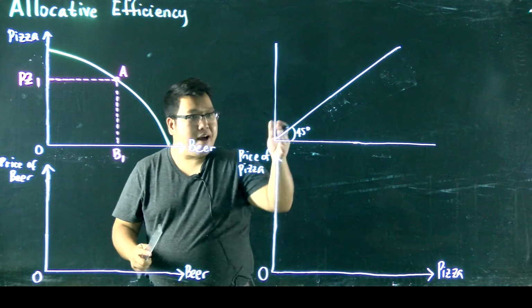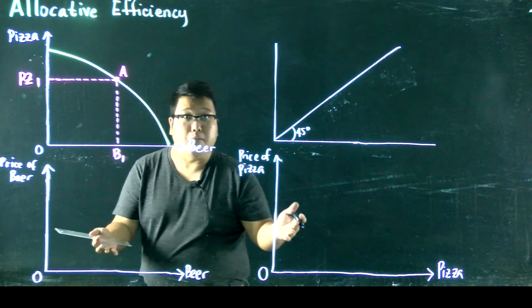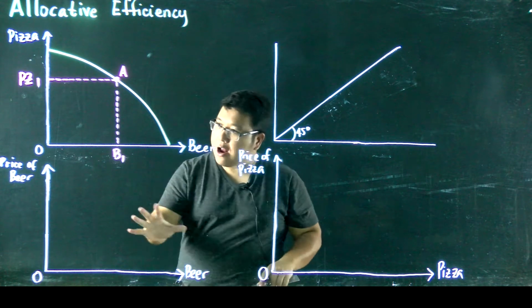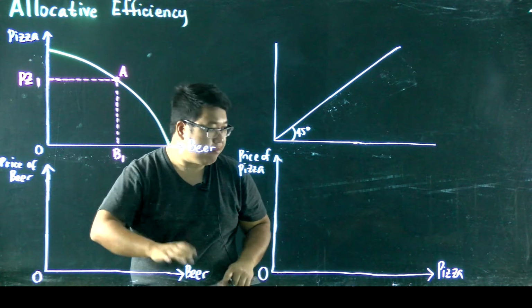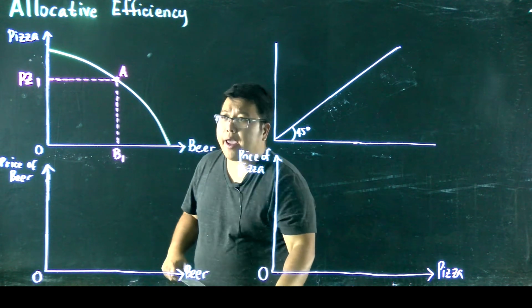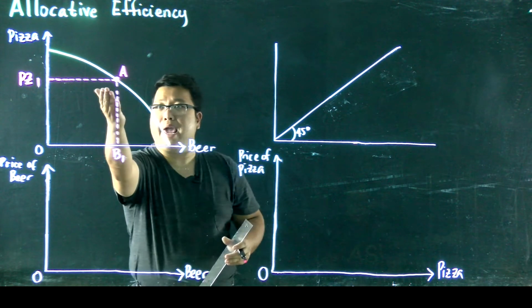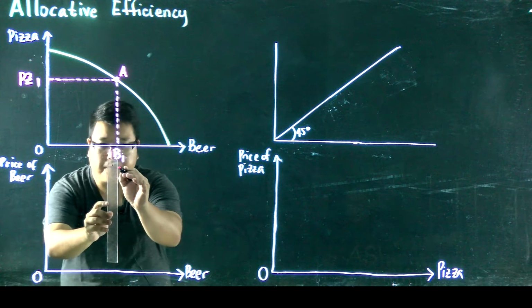All right, so now I have here my two graphs, but they're not complete yet because we're going to sketch them in a while. What I have here is the beer market, and I have here the pizza market. And let's assume that our economy is producing at point A. So at point A, our economy is producing B1 amounts of beer.